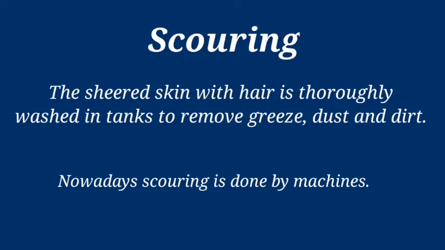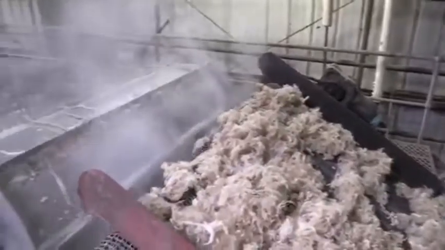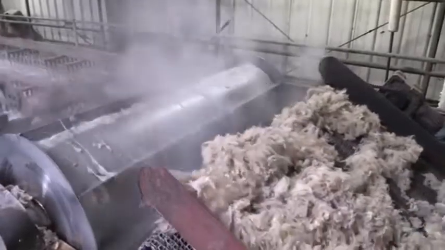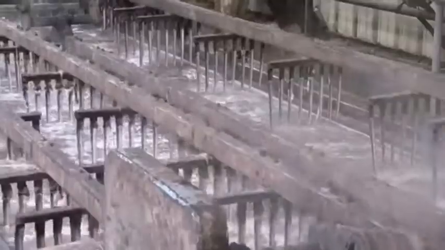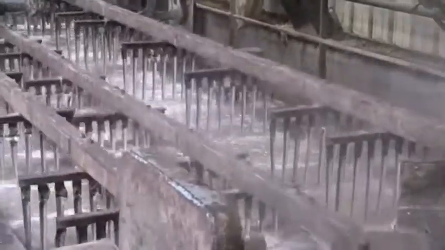The next step in the processing of wool is scouring. The sheared skin with hair is thoroughly washed in tanks to remove grease, dust and dirt, and this process is called scouring. Nowadays, scouring is also done by machines in the factories.